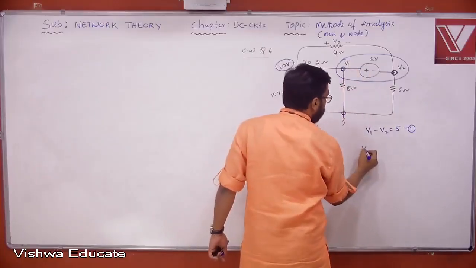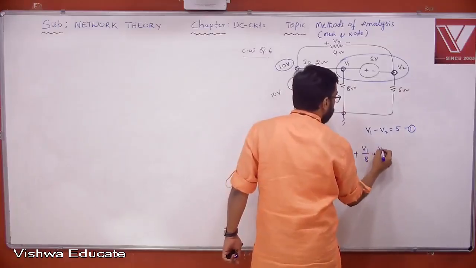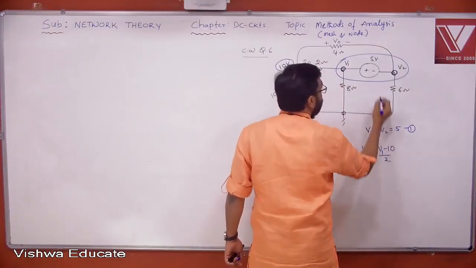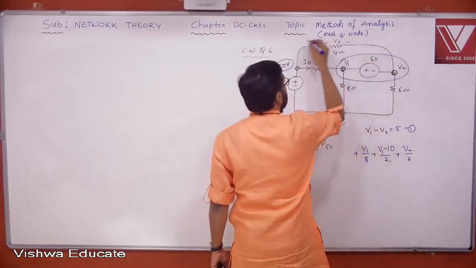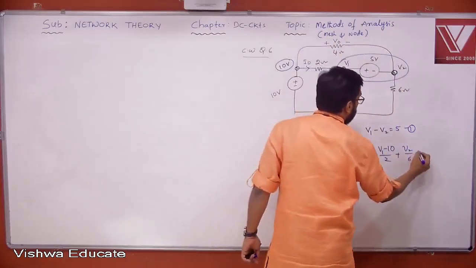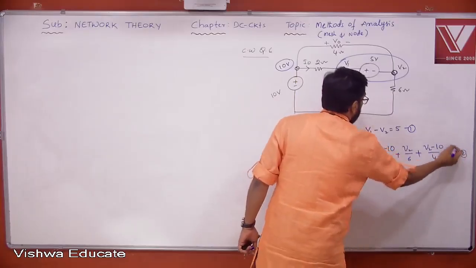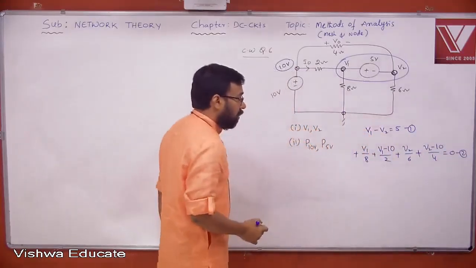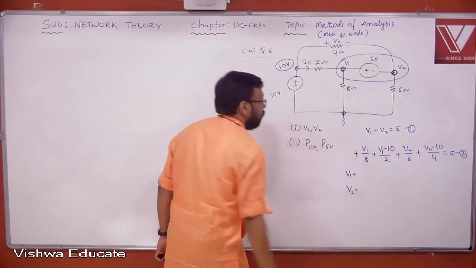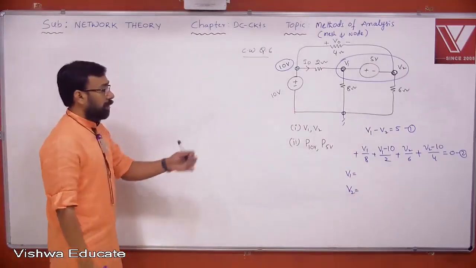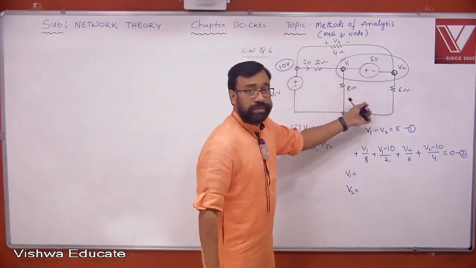V1 by 8, V1 minus 10 by 2, V2 by 6, V2 minus 10 by 4. Yes or no? This is the second equation. You solve these two equations and get the values of V1 and V2. Okay? You can solve them. Once you find V1, V2 values, then you can find anything that you want.